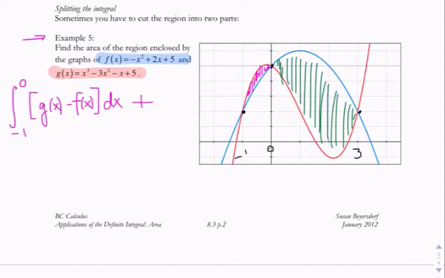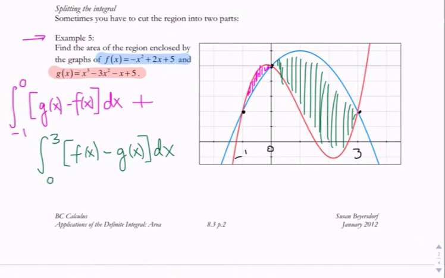For the next part, the green shaded area, our x's are ranging from 0 to 3. And in this case, the blue graph is on top. So I want to do top minus bottom. Always top minus bottom. So this is the blue graph minus the red graph, f of x minus g of x.